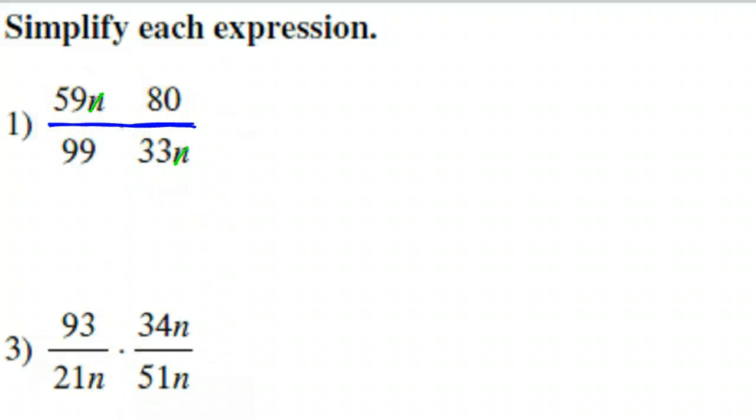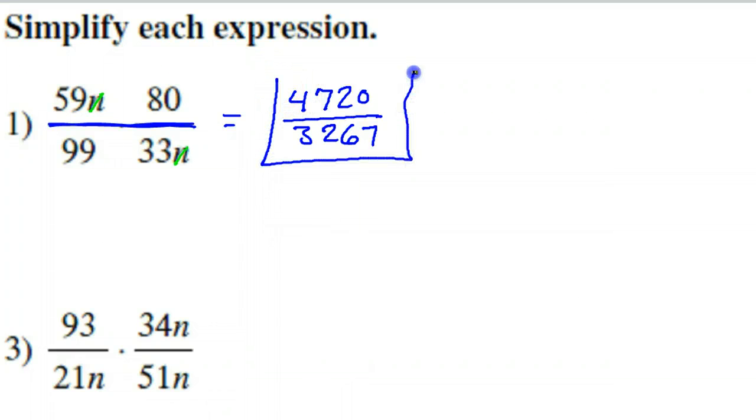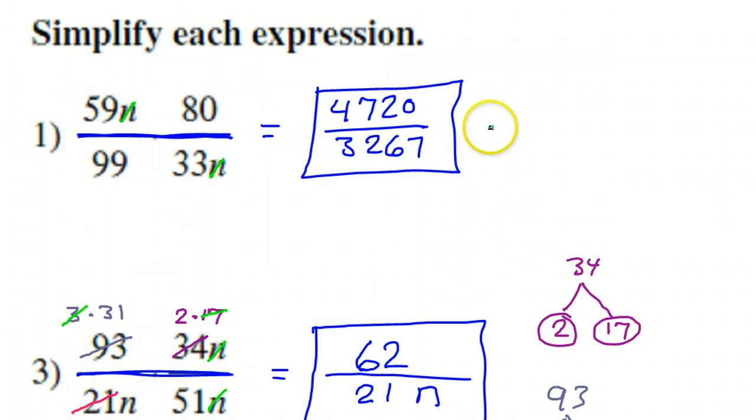So 59 times 80, let's see, that's 4,720. And 99 times 33 is 3,267. So that will be the answer to problem number 1. Except let's not forget to state the restrictions. In this case, n cannot equal 0, because that would cause a 0 denominator right there. So that's part of the answer.